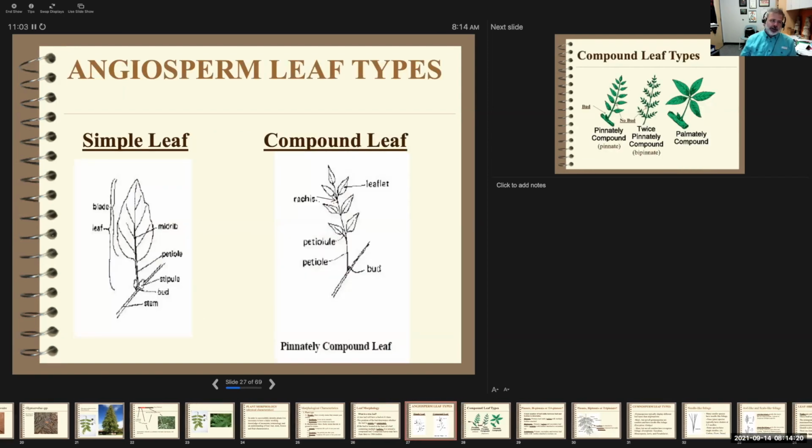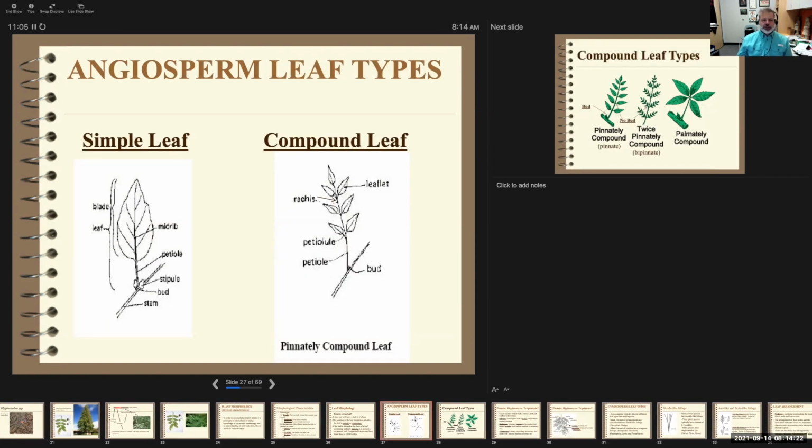So let's look at that in this way. Here's a simple leaf on the left, and you can see as I move my cursor down here, it has a bud on it. Here's the petiole, and then you see this leaf, the blade up above with a midrib. Because the bud's down here, this is all just one leaf. But then you'll also run into leaves where there's a bud at the base, but then it's got all these little structures on the top called leaflets. And when that happens, it's called a compound leaf.